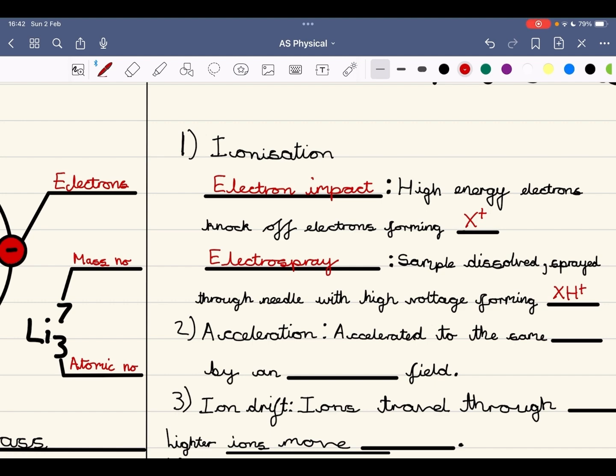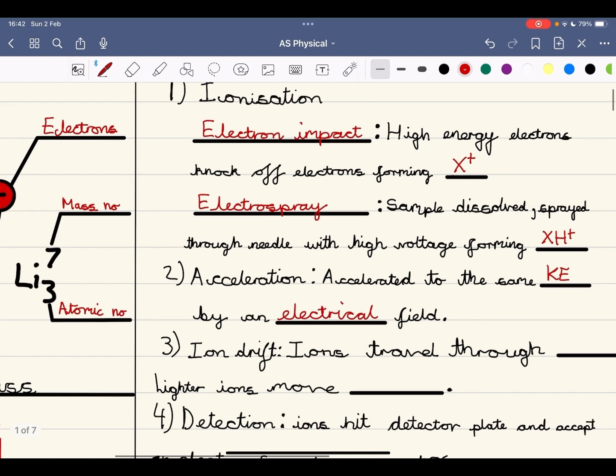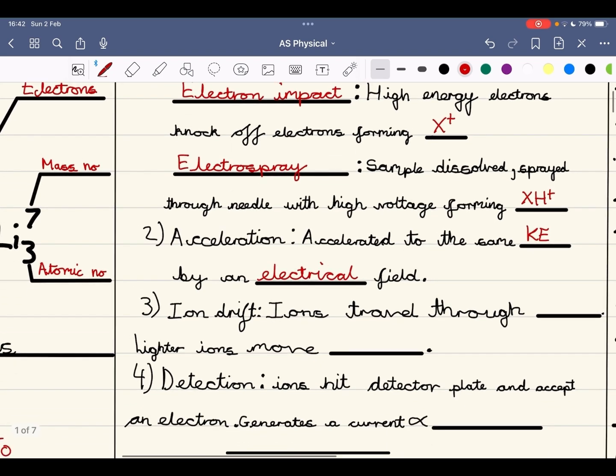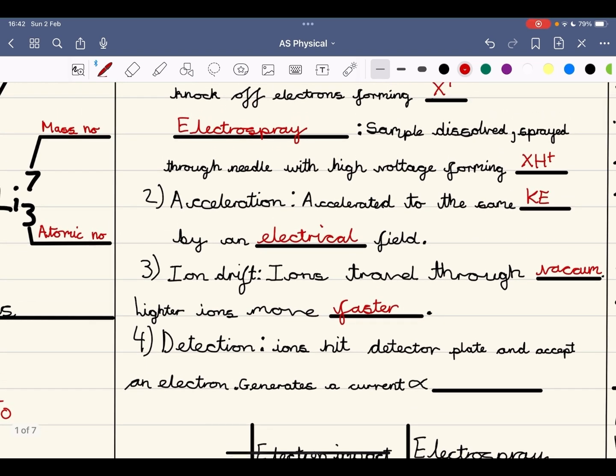And then the next step is acceleration. So this is when the ions are accelerated to the same kinetic energy by an electrical field. And then the next stage is ion drift. So this is when the ions travel through a vacuum. During this stage, the lighter ions will move faster. And then the last step is detection. So the ions will hit the detector plate and accept an electron, and this generates a current which is proportional to abundance.